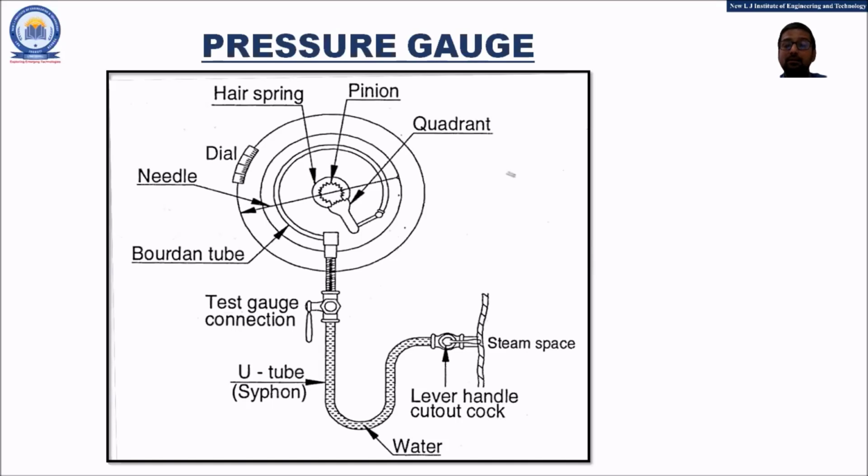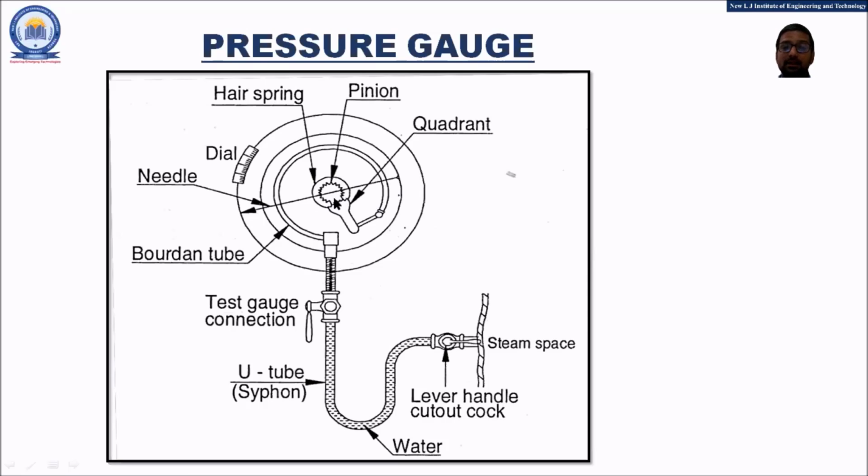pressure gauge. The main components are the U-tube siphon pipe, the lever handle, the test gauge connection, the Bourdon tube, very important, having a C-shaped construction. You can see that the design of the Bourdon tube is of the C shape. One end of the Bourdon tube is connected with the U-tube siphon pipe, where the other end is connected by the linkage, and it is connected to the quadrant mechanism, which is having the toothed wheel. You can see the teeth are provided on the quadrant.